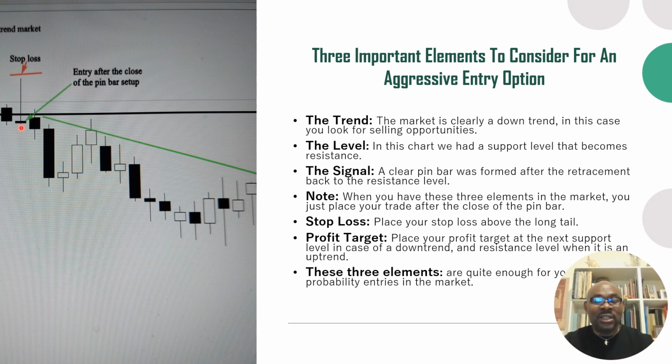Then your entry here, and your target point, like I've told you, your profit target will be the next resistance or support level. Place your profit target at the next support level in case of downtrend, and resistance level when it is an uptrend. So it's very, very simple like that.